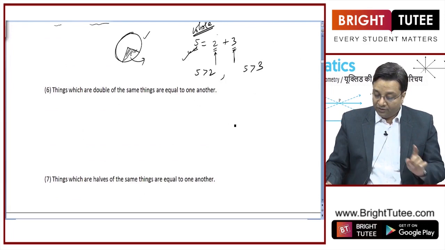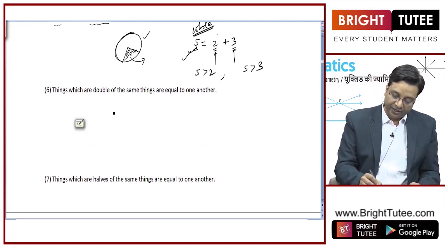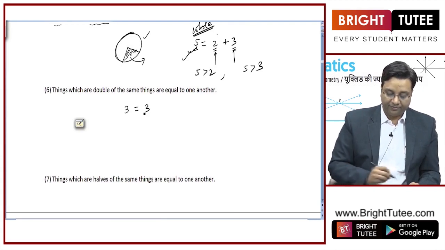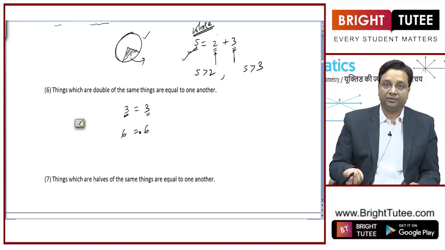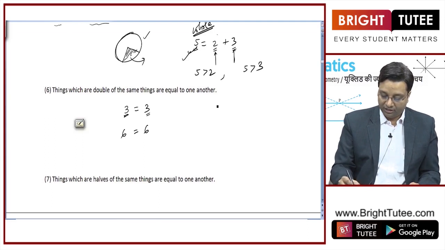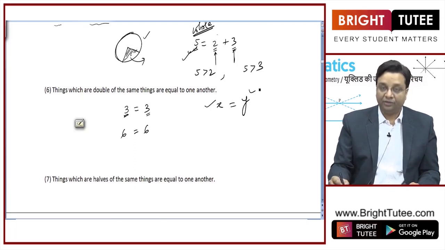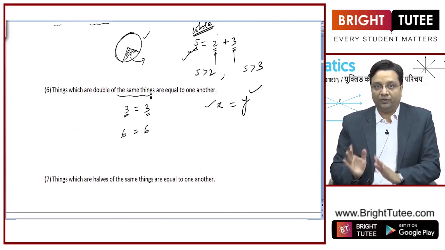Things which are double of the same things are equal to one another. Let us say we have got 3 equals 3. Now, if double of 3 is taken, it is 6, and double of this 3 will also be 6, and they are also equal. Or in other ways, you can say that if x is equal to y, now, these are equal. So, these are same things, x is equal to y.